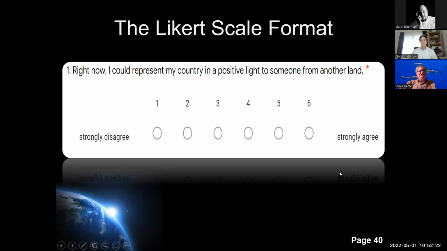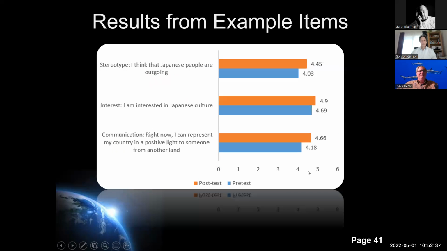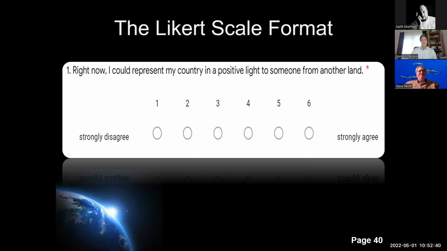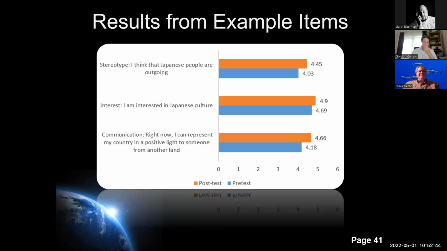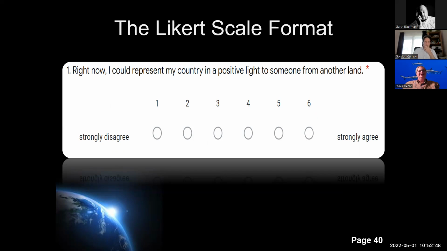If a person disagreed with a statement, they got a score of 1. And if they agreed, they got a score of 6. The higher the score, the more culturally sensitive they were. So our goal here was for them to improve or increase their scores. For example, if you go back 1, yes, right there. In that example, the question is, right now I could represent my country in a positive light to someone from another land. That was an example of a communication question. As you can see, the higher the score, the more the student felt they could do a good job of representing their country by communicating about it.